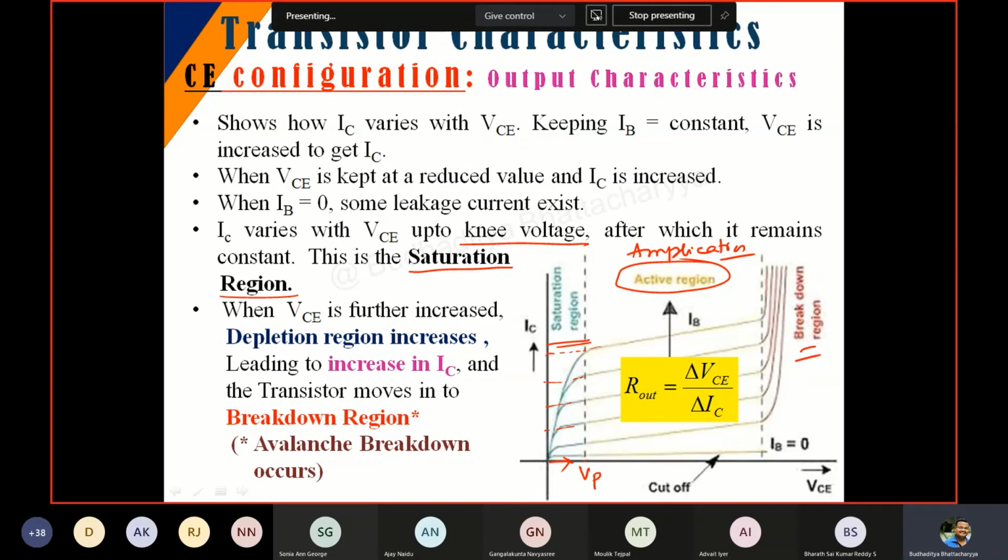You can see the last point here: when VCE is further increased, over here somewhere, at this particular point, what happens after that? The depletion region increases, leading to an increase in IC, because the base is very small, and the transistor moves into a breakdown region, and hence this particular breakdown region is achieved. It's the same graph that we were obtaining over there as well, only the reverse part. Even in the one that we went through in lab, we are not experiencing this part. We are only getting up to the active region of this nature. Alright, so this is how the CE configuration is holding up.